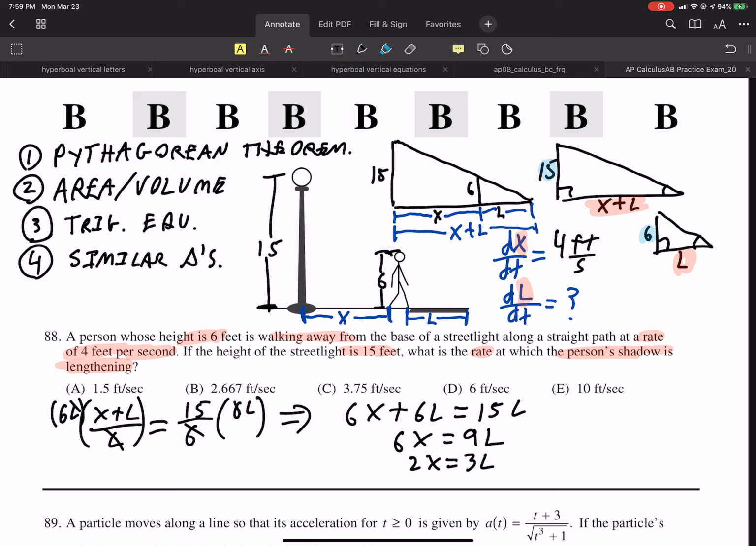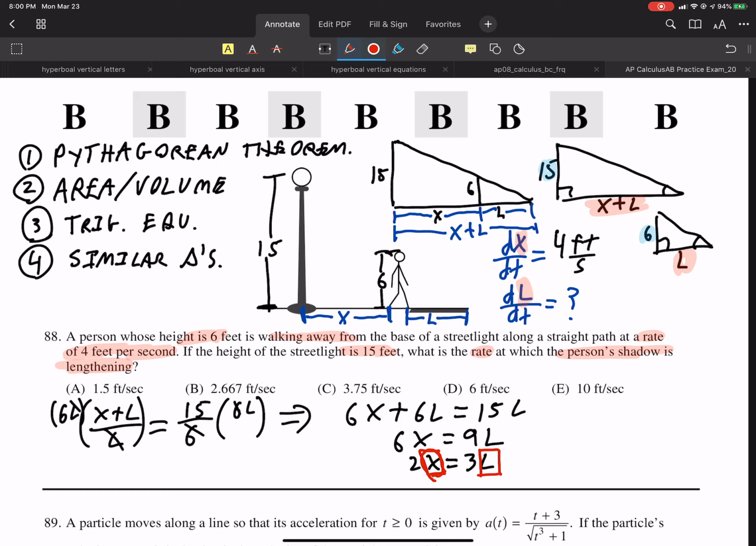Now, what you have to realize here is that x is a function of time. As time goes on, x changes because he's walking away from the light post. And L here is also a function of time because as he walks away from the light post, his shadow gets longer and longer. And so when you take the derivative of this, those are actually functions.